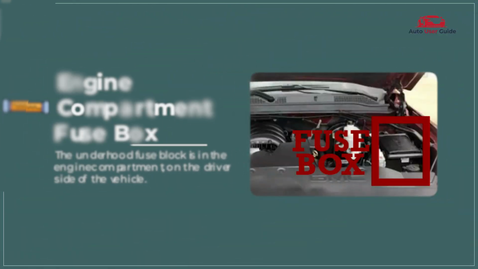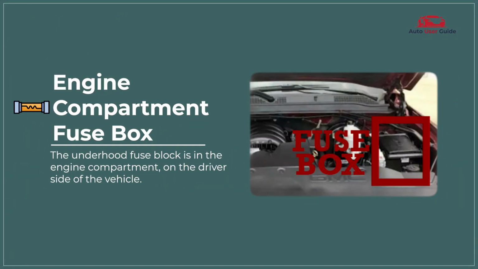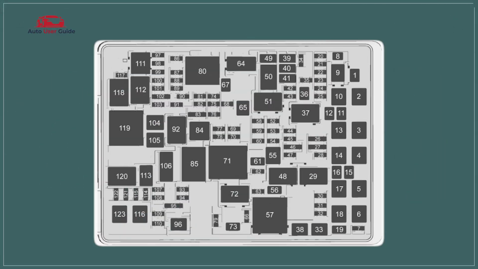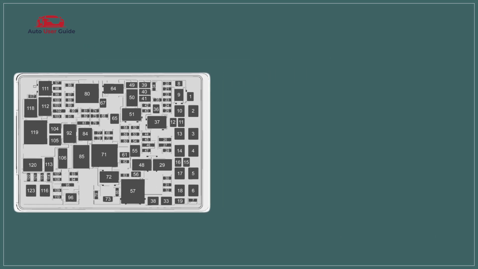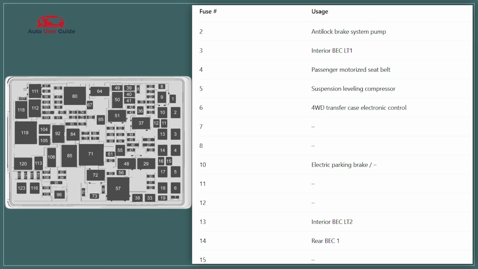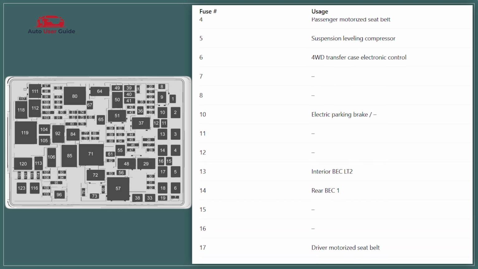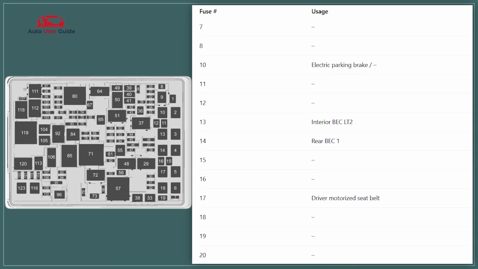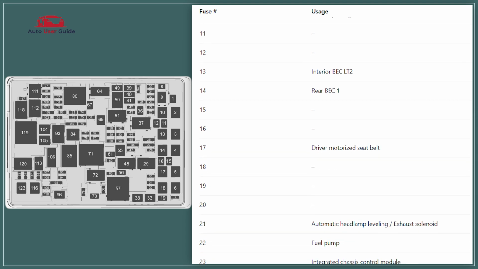Engine compartment fuse box. The engine compartment fuse box in the 2017 GMC Yukon distributes and safeguards power to major engine and vehicle systems. It controls functions like the engine, cooling fans, fuel system, headlights, and other essential components.